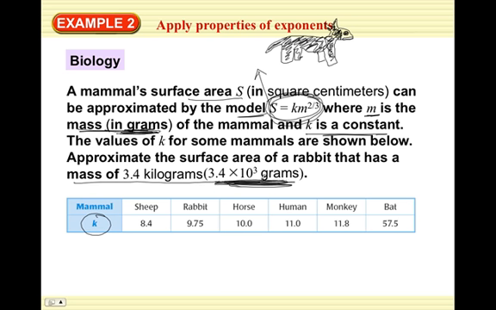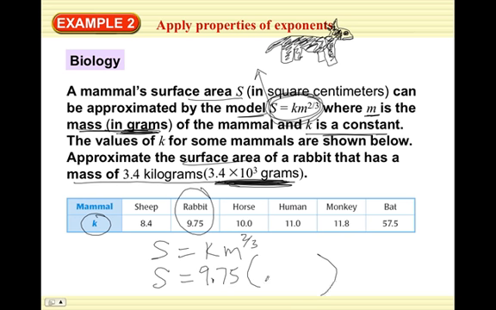So we have to take this right here. So all you got to do is do this. S equals K, M to the 2/3 power. Plug in what you know. What do they tell you? Approximate the surface area. Basically, find the surface area. Okay, find S of a rabbit. Here you go. Then mass of 3.4 kilograms, this many grams. So K is the constant, which is shown here. K is the constant, 9.75 times M, our mass, which is 3.4 times 10 to the 3rd grams, but that has to be to the 2/3 power up here.